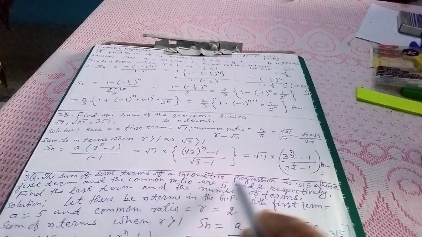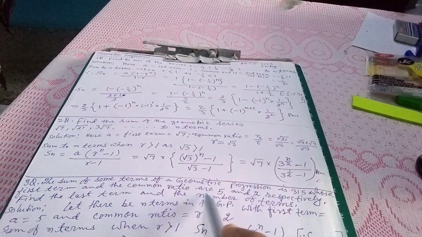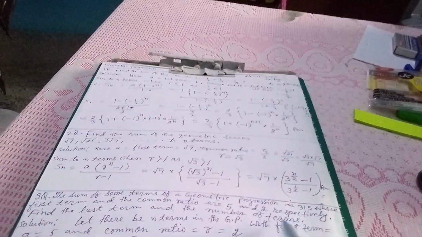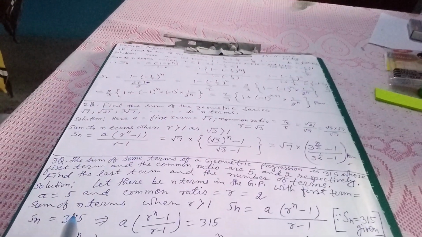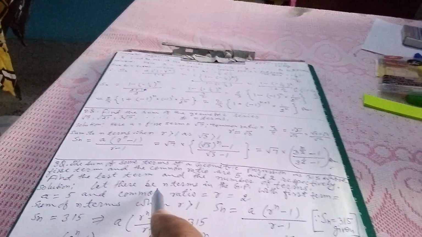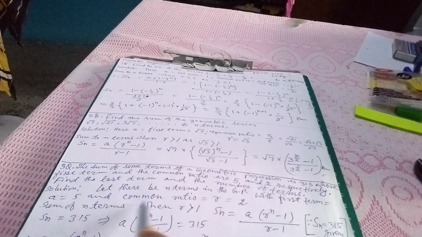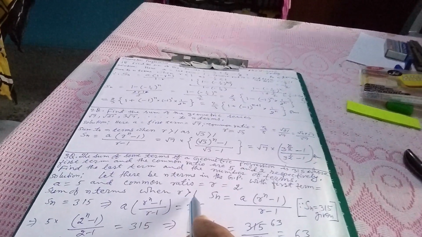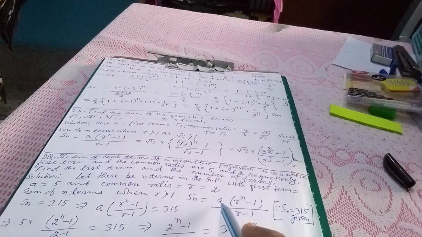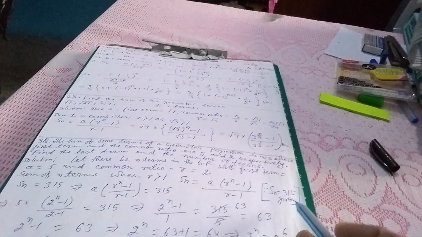Now the third question is: the sum of some terms of a geometric progression is 315, whose first term and common ratio are 5 and 2 respectively. Find the last term and the number of terms. The solution is, let there be n terms in the GP with first term a equals 5 and common ratio r equals 2. Now the sum of n terms when r is greater than 1, Sn equals a into r to the power n minus 1 by r minus 1. Here Sn equals 315, it is given in the question.